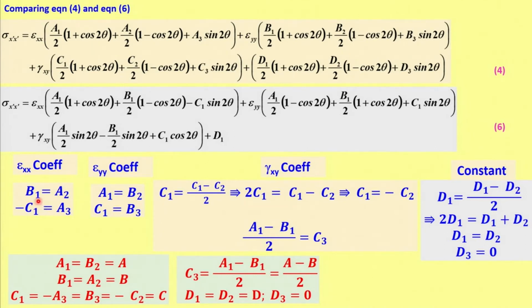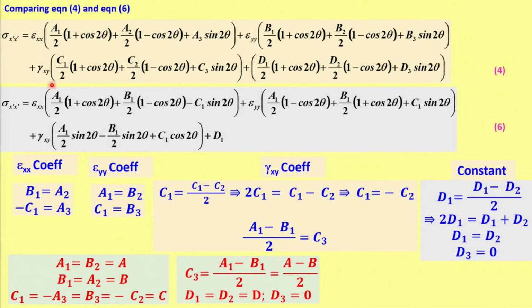If I compare the right hand side coefficients, what am I going to get? Comparing the epsilon xx coefficients, I get a1 the same. So b1 equal to a2, and a3 equal to minus c1. Similarly, for epsilon yy, b1 equals b1, there is nothing more here. So b2 equal to a1, that's what I have written here, a1 equal to b2, b2 equal to a1.